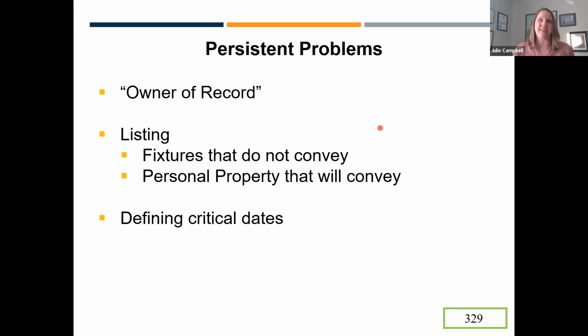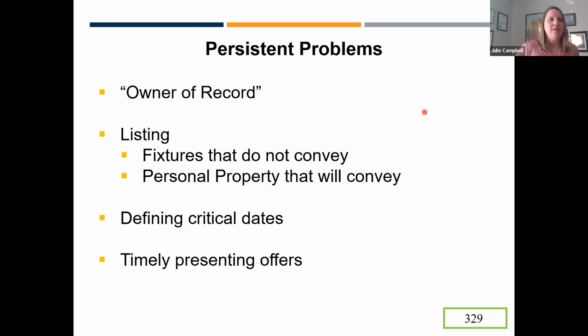This last one will really get you. You want to know what a persistent problem is that the real estate commission's tired of seeing? I don't understand this one. Why are we not presenting offers to our sellers in a timely manner? Why are we saying, well, I'll get to that next week?